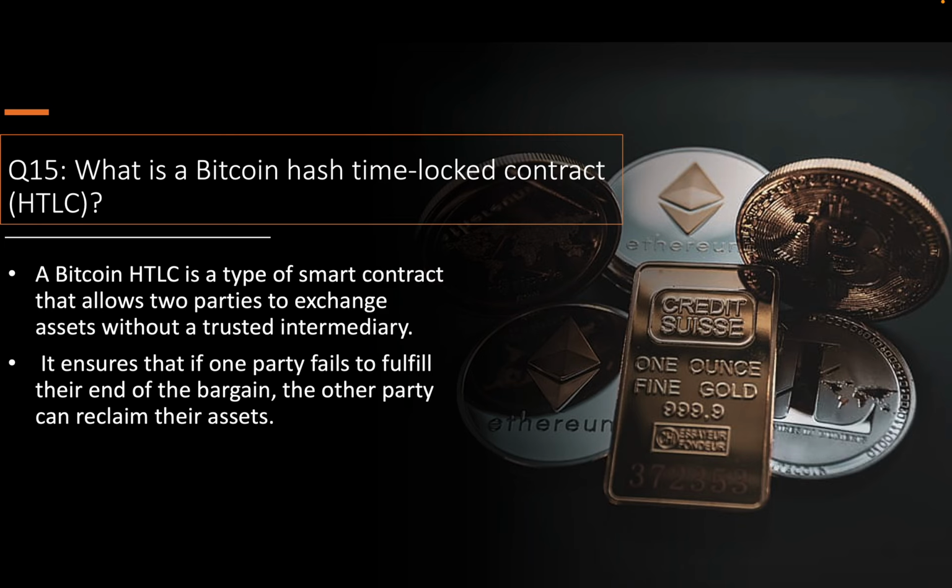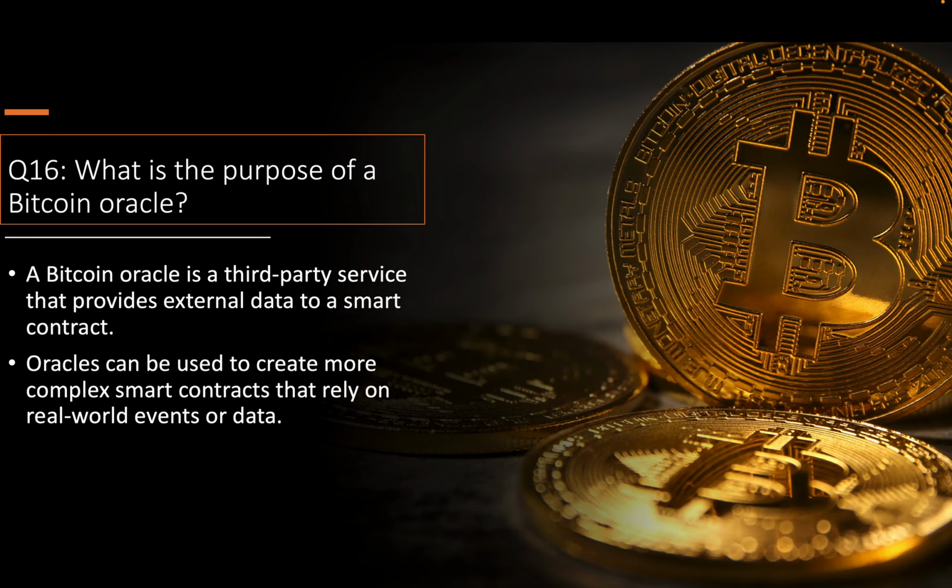Question number 15. What is a Bitcoin hash time locked contract, HTLC? A Bitcoin HTLC is a type of smart contract that allows two parties to exchange assets without a trusted intermediary. It ensures that if one party fails to fulfill their end of the bargain, the other party can reclaim their assets.